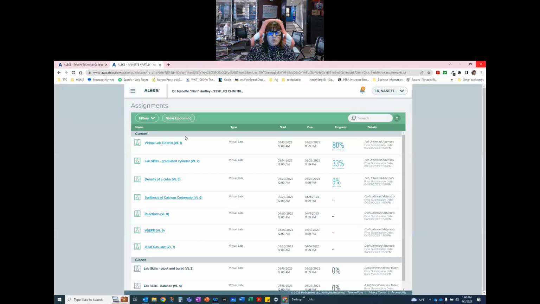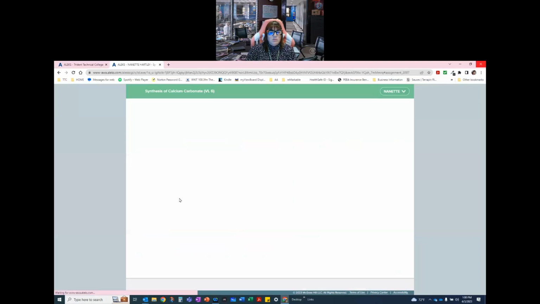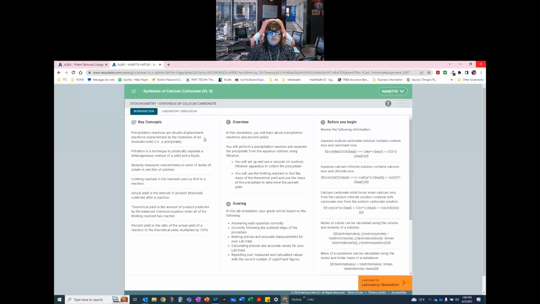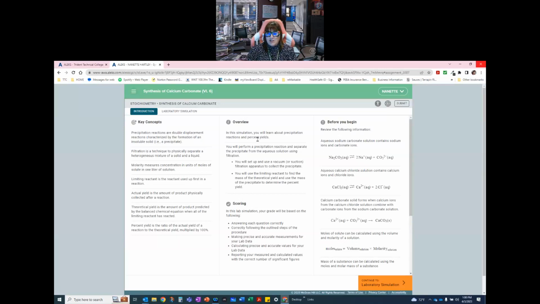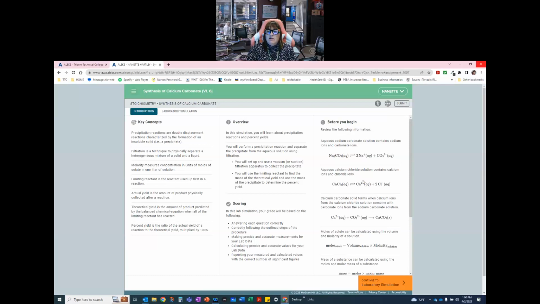So if I want to see that virtual laboratory, I need to come in and look at the synthesis of calcium carbonate. This is the synthesis reaction we're going to be looking at. So I'm going to open this and say, okay, let's see what we got. Precipitation reactions are double displacement reactions, formation of an insoluble solid. You can read all of this stuff when you do your own.